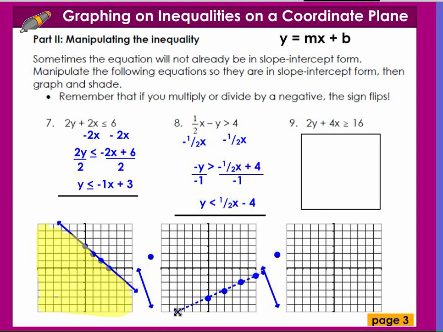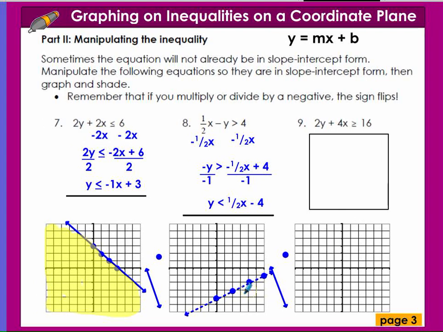That wasn't a very well-drawn line, so let me make sure it's straight. And my shading goes below this line, so it's just this little corner here. All right? So in this case, anything that falls on this line is not a solution, but anything that's in the yellow area is.